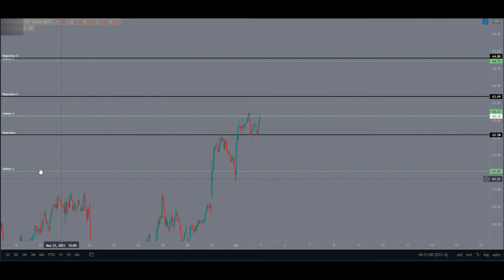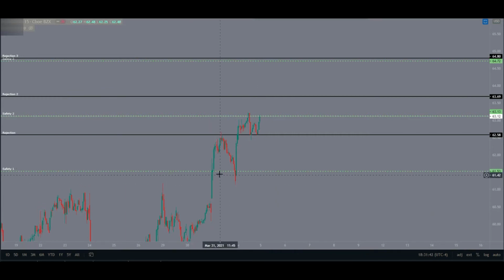So I have the safety line and I have a rejection line. Now the safety line is the green dotted line. What I'm looking for is price to be above the safety line, because when I enter, I want to use the safety line as a guide for me to know that we've cleared the safety line and we're going to go to the next safety line. They're kind of like our targets. They can act like our targets and they can also act as our stop loss areas, where we put our stop loss.